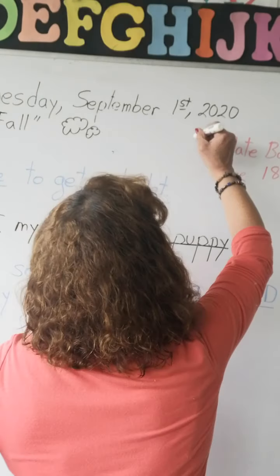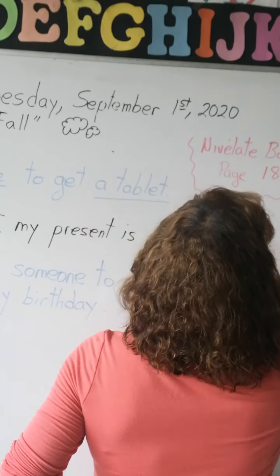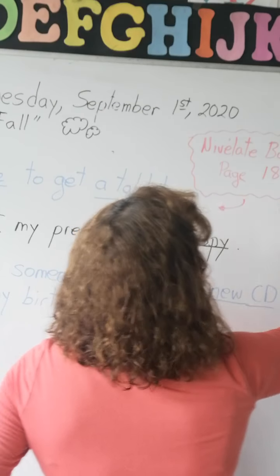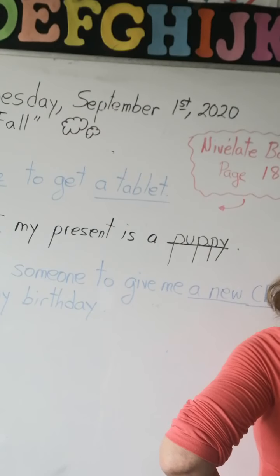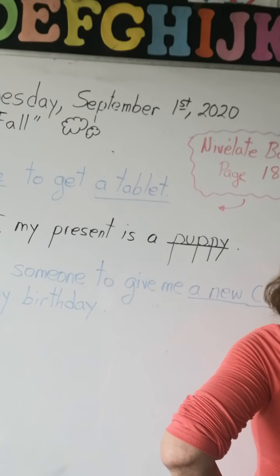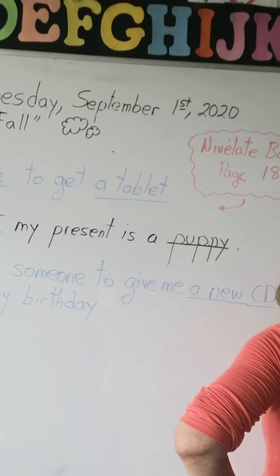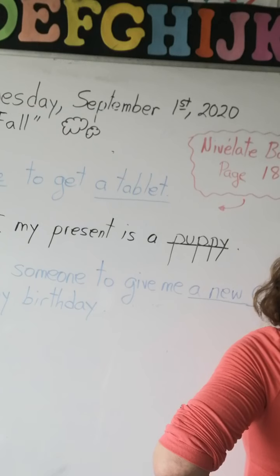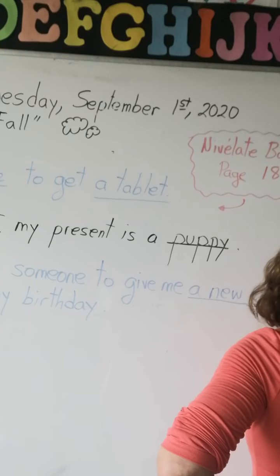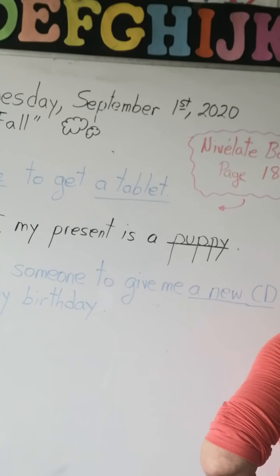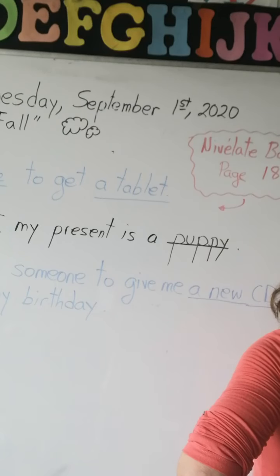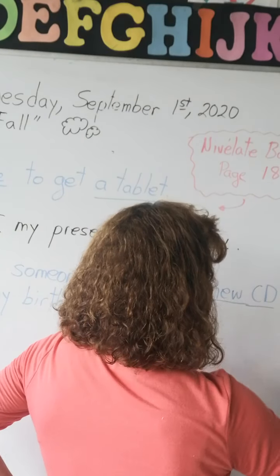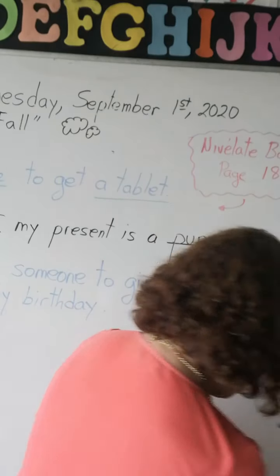Okay? We are here. Okay. This is. And here I'm going to write Nivela the book page 30. Okay? And we are going to start working here. I'm going to look here, this. Okay? Are you ready, kids, on page 30?